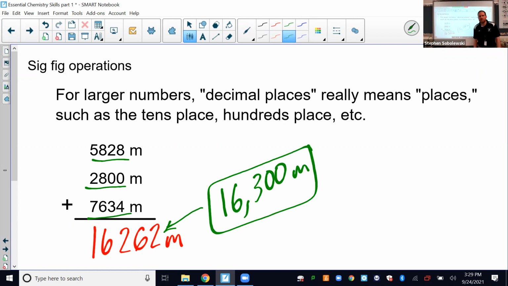Now, what if this was 3 people measuring and the middle guy says, oh, no, it was actually 2,800. I swear, I measured it. It was exactly 2,800. What would you say? Put your decimal point there. Because now if you put your decimal point there, now we have measurements to the ones place. And if that were the case, your answer would be the full number, 16,262. See how the measurements determine the quality of your answer.